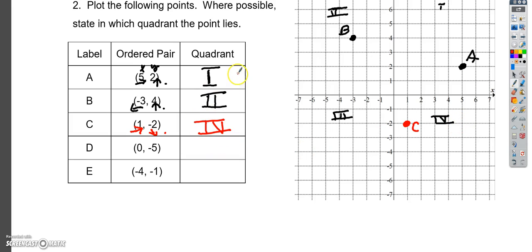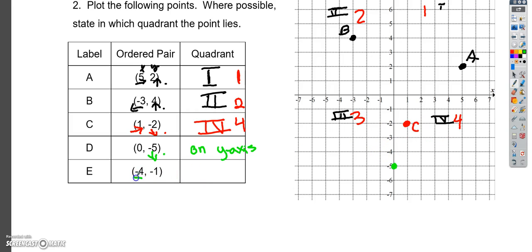If you don't like the Roman numerals, then you can do it this way. It doesn't matter. This is 1, 2, 3, 4. 0, -5. So 0, you're going to stay, and then you're going to go down 5 and put a dot. So 0, stay, down 5 and put a dot. And so that's not in a quadrant, it's on the y-axis.